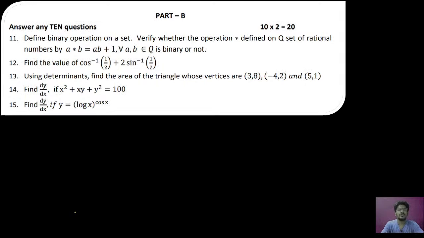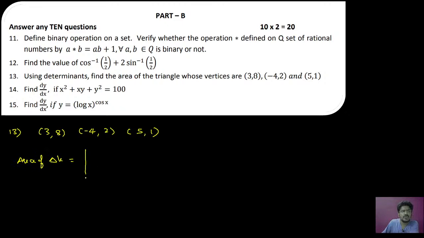Now we can go for the 13th problem, that is find the area of a triangle whose vertices are 3 comma 8, minus 4 comma 2, 5 comma 1. So the area of the triangle is equal to the determinant of x1 y1 1, x2 y2 1, x3 y3 1.